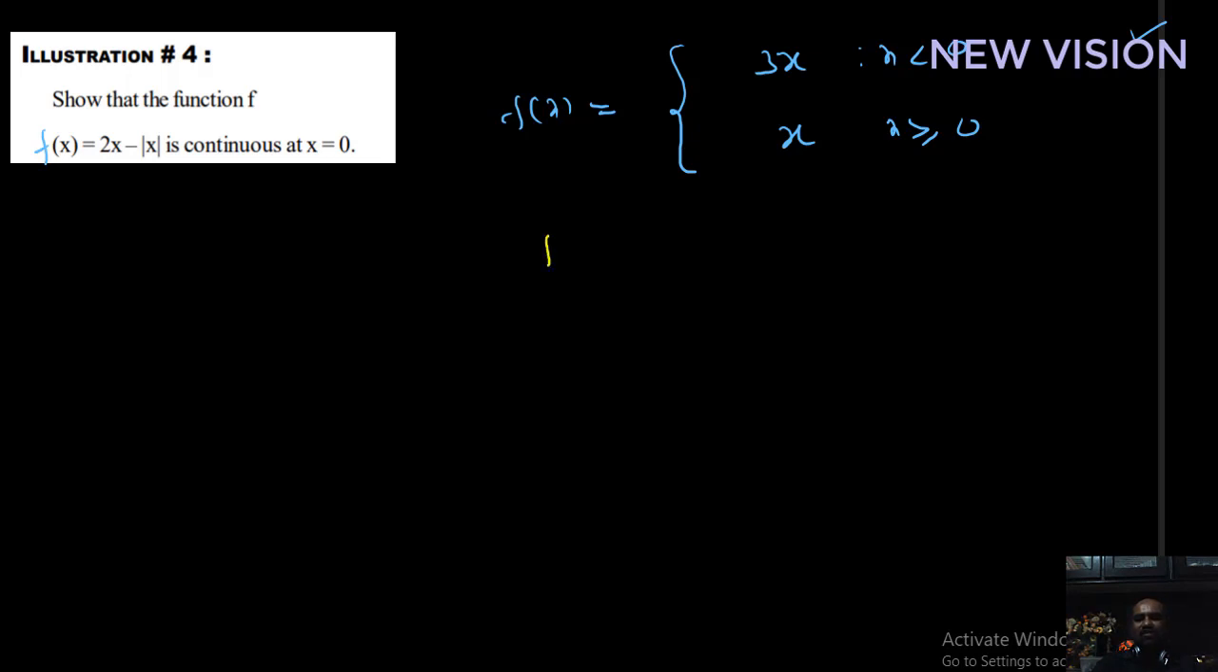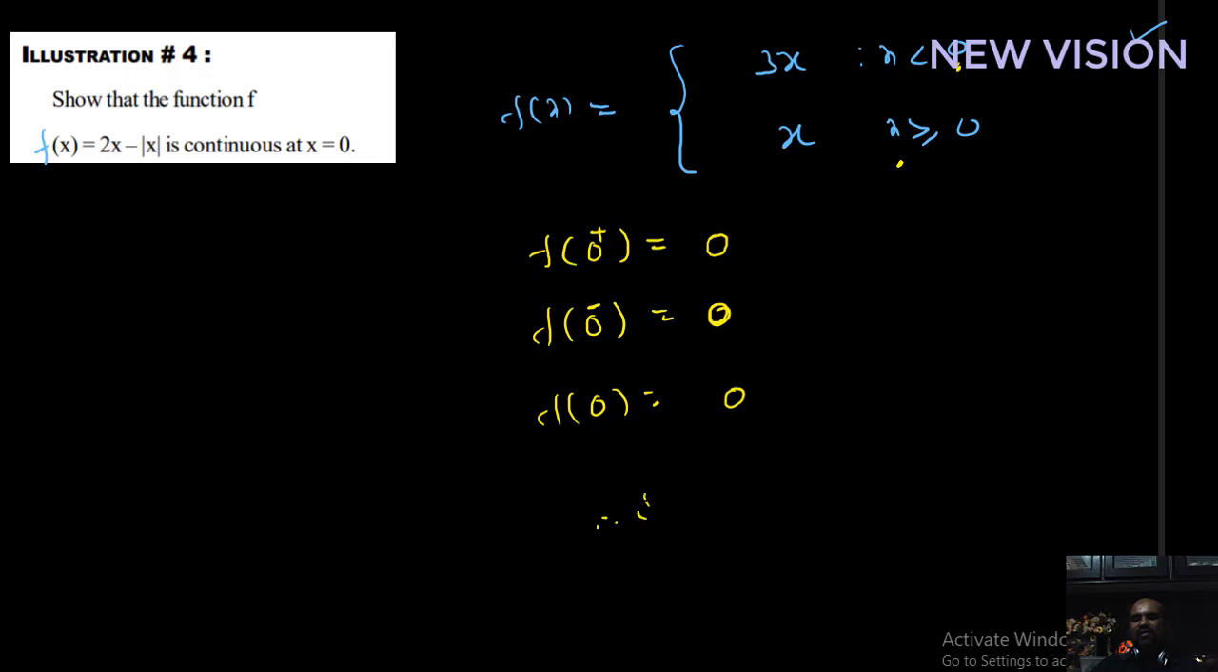Now I want to check the continuity of the function at x equal to 0. First, I want to find f of 0 plus. In the functional rule satisfied by f of 0 plus, just instead of x write 0, that's all. What we will get is f of 0 plus. Next, I want to find f of 0 minus. Find the functional rule satisfied by f of 0 minus, instead of x write 0, and what you will get is f of 0 minus, that also is 0. Next, find the f of 0 value, f of 0 means 0 only.